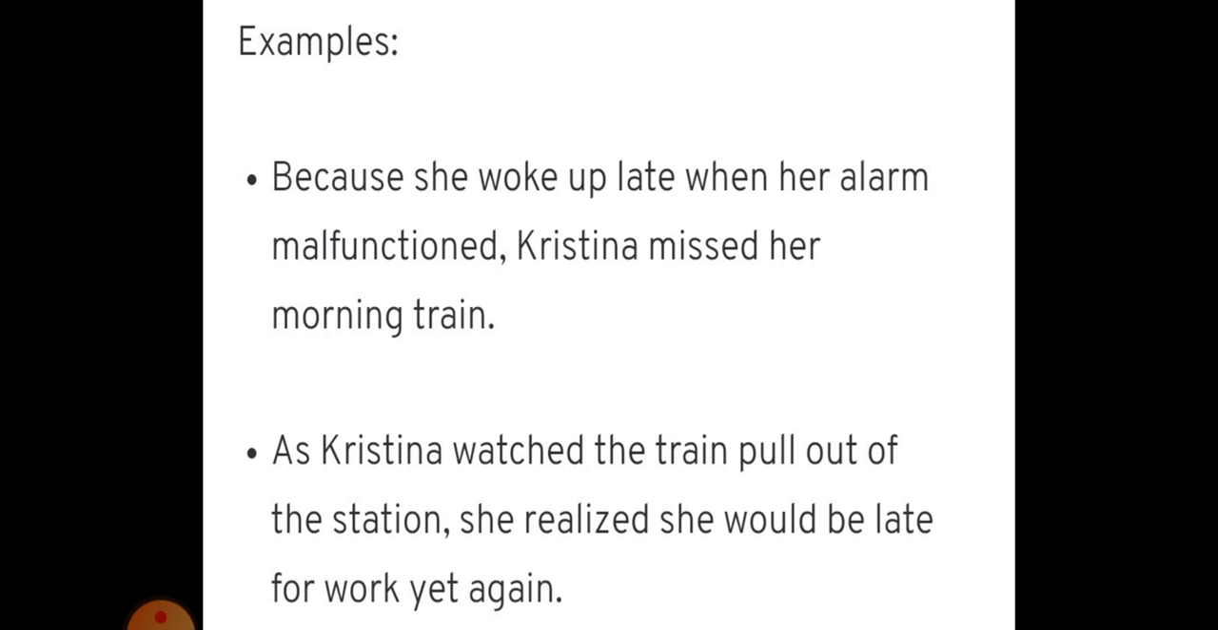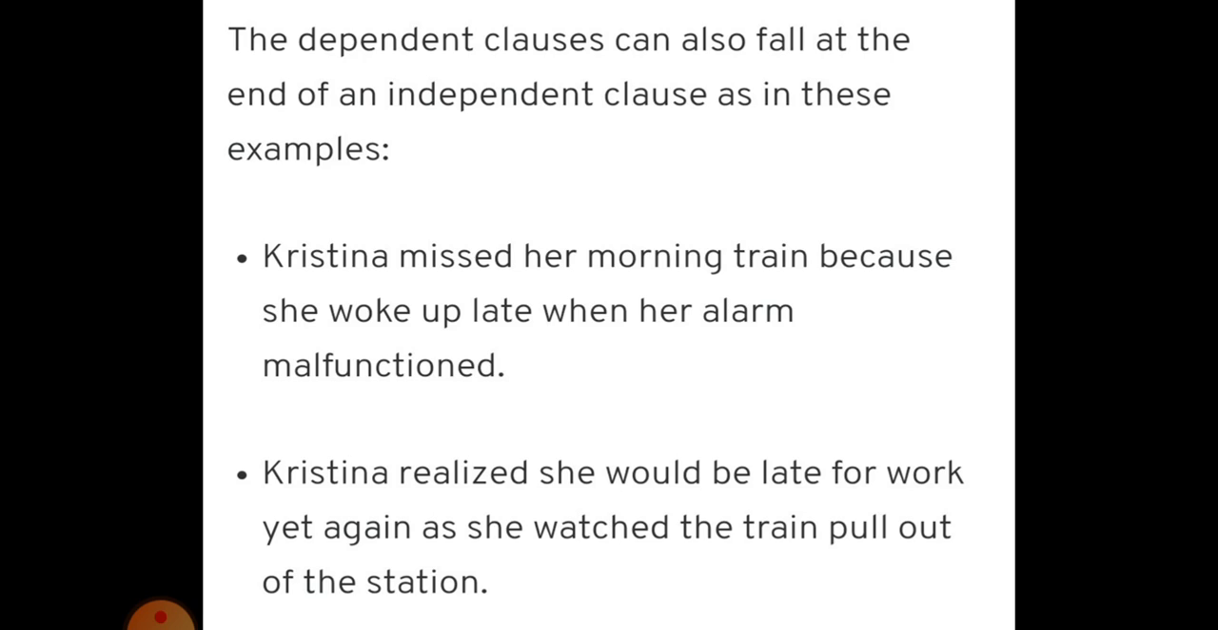As Christina watched the train pull out of the station, she realized she would be late for work yet again. So here "she realized she would be late for work yet again" is the main clause. Okay, "as Christina watched the train pull out of the station" is the dependent clause, because we can't convey the complete meaning using as, although, because, while, since, after, that, if. Okay, so such type of sentences which have one main clause and one subordinate clause are known as complex sentences.